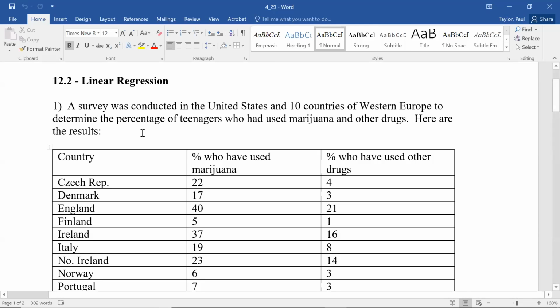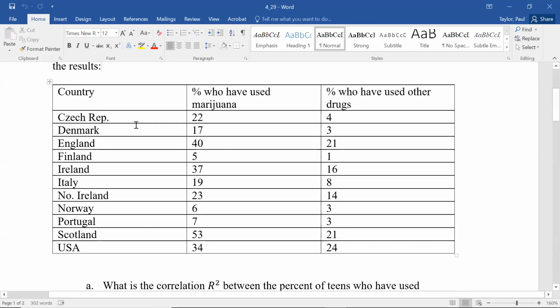So this first example says a survey was conducted in the United States and 10 countries from Western Europe to determine the percentage of teenagers who use marijuana and other drugs. Here are the results. So there's 10 European countries plus the USA, percent who used marijuana, percent who used other drugs. So basically we want to run a linear regression on this and find our line of best fit, and answer some questions.